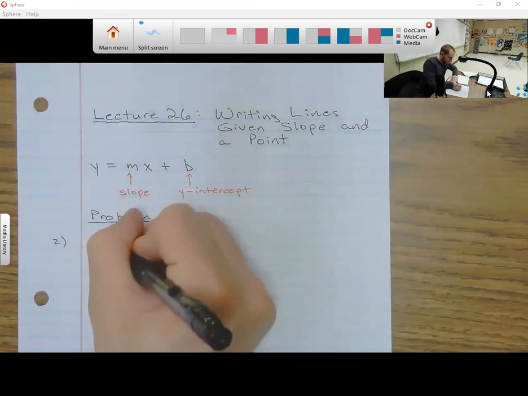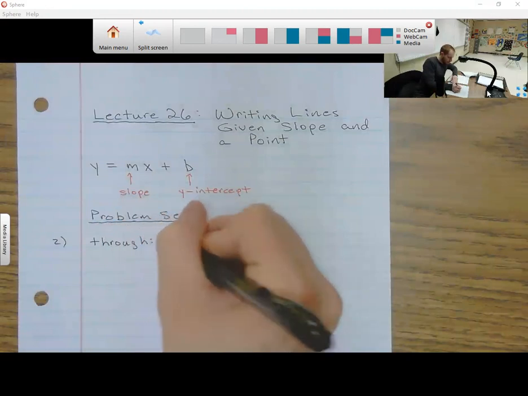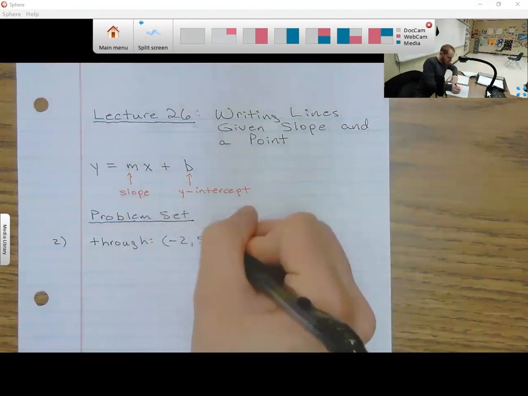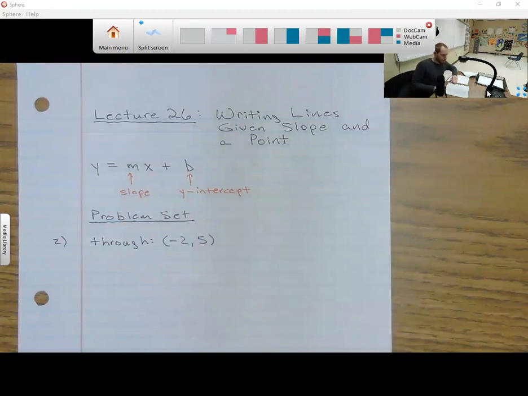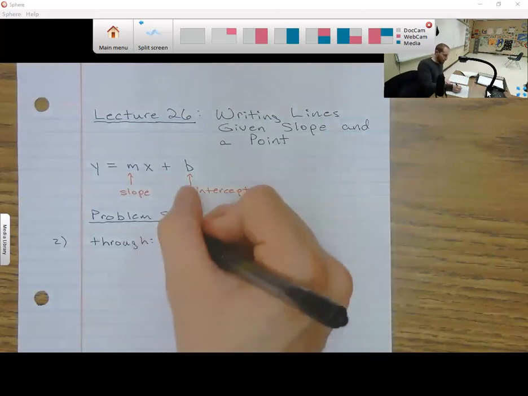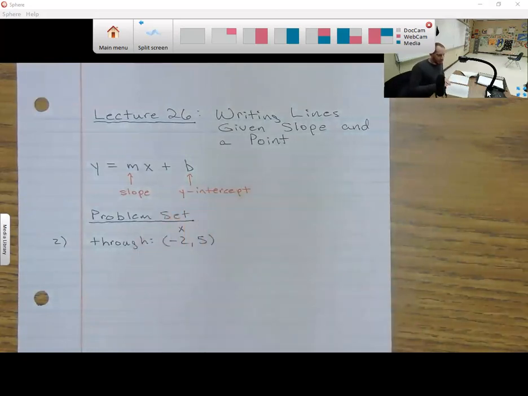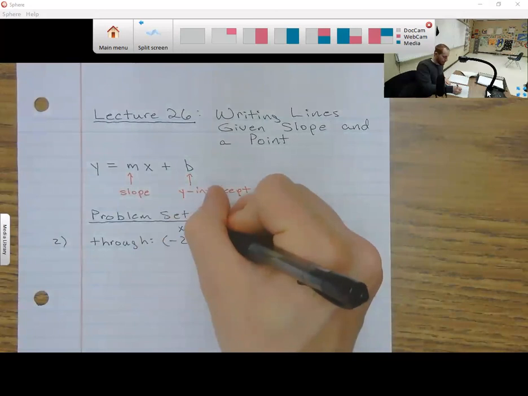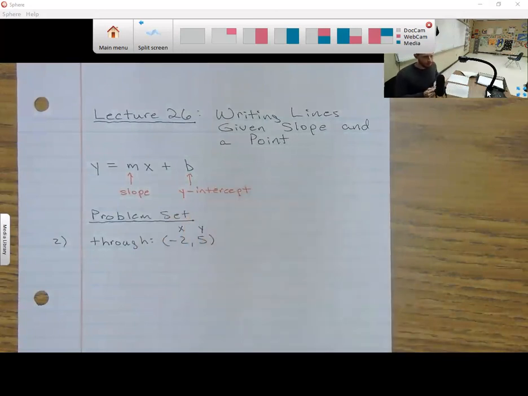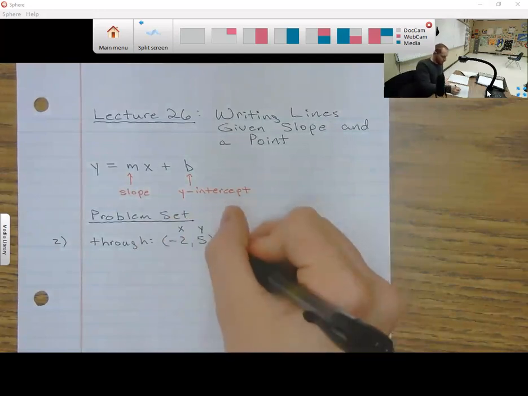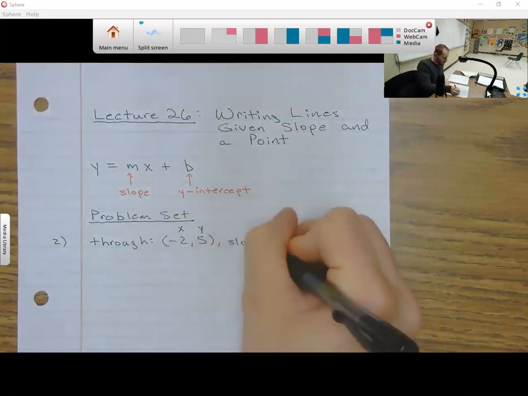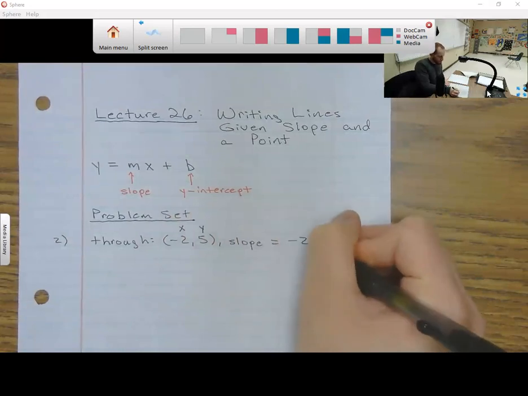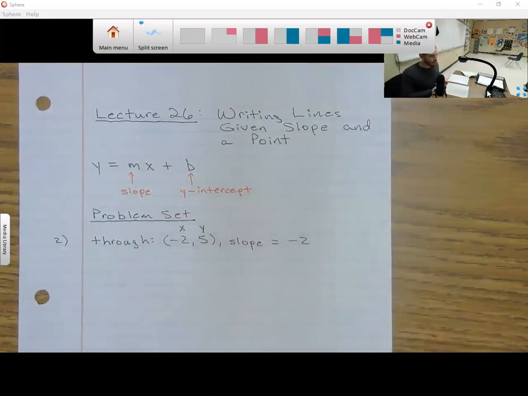2 says the line is going to pass through the point (-2, 5). So this is the point that they give you. And remember, the x-coordinate always comes first when you're doing these. The x-coordinate is always going to be on the left side, and the y-coordinate is always going to be on the right side. So I'm going to label the 5 with a y. And then they're going to give you the slope. The slope is -2 for this one. So they tell you the slope and they tell you a point. And then they say, okay, go for it, right?